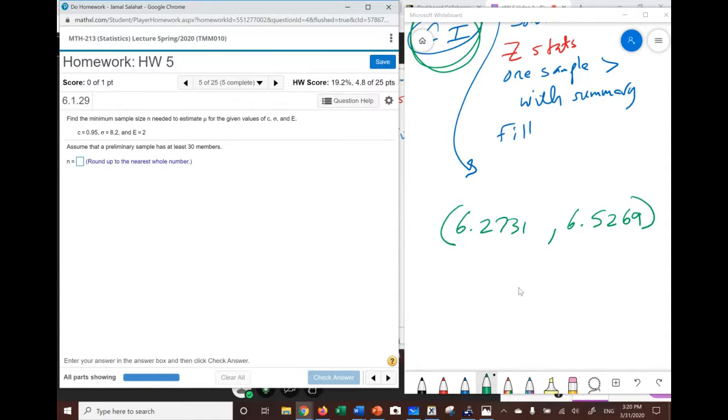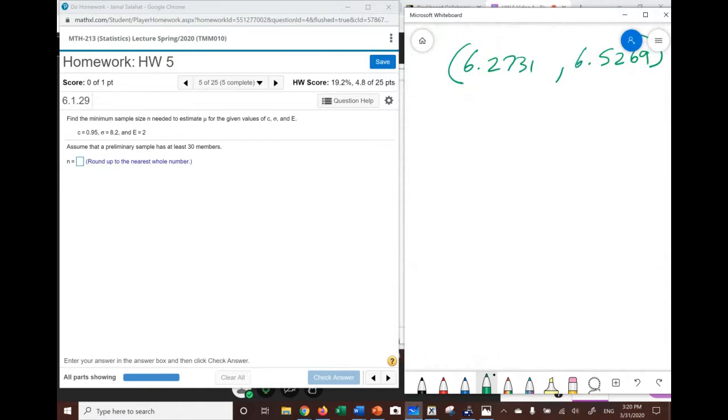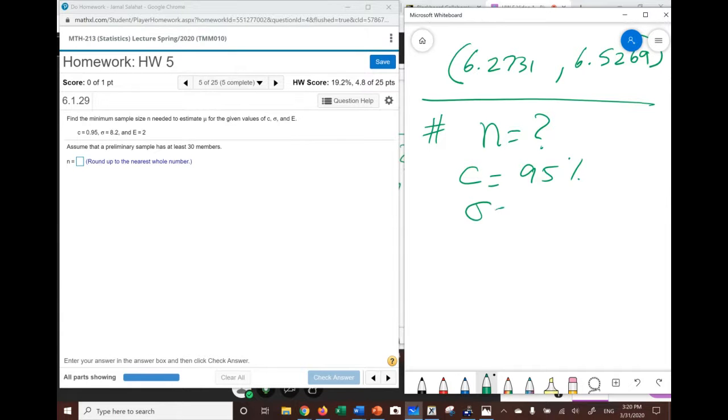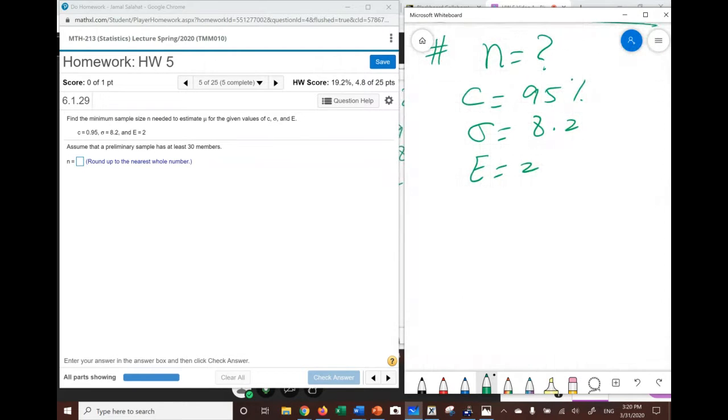Now with number 5. In number 5, they ask us to find the n, or the sample size, because the question in here says find the minimum sample size n needed to estimate mu for the given values of C, sigma, and E. In this case, they gave us C equal to 95% or 0.95, sigma is equal to 8.2, and they give us the error equal to 2. Notice, and again, in one of the videos about how to find the sample size, I talked about this.